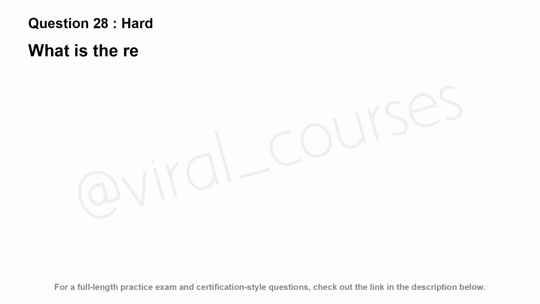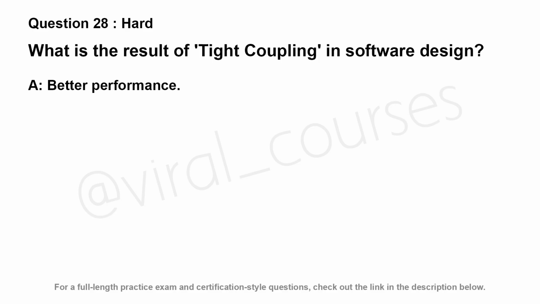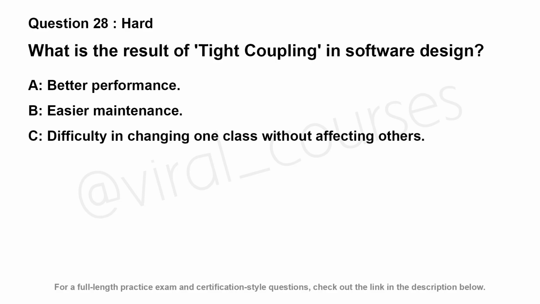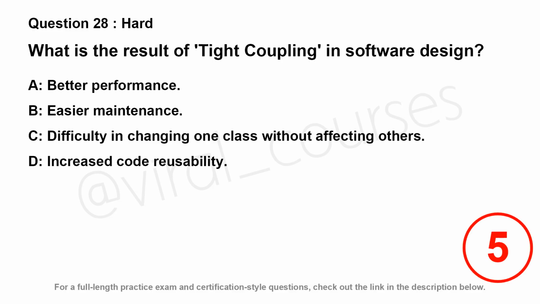What is the result of tight coupling in software design? Option A, better performance. Option B, easier maintenance. Option C, difficulty in changing one class without affecting others. Option D, increased code reusability.